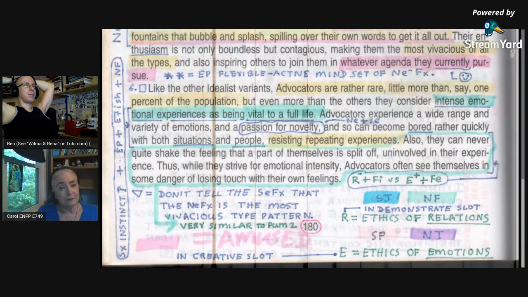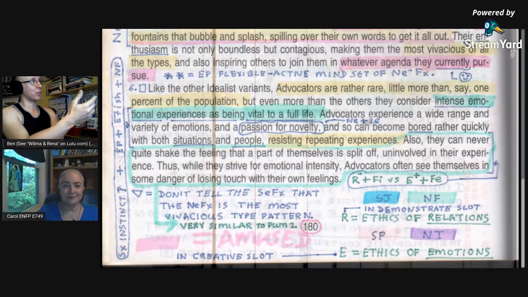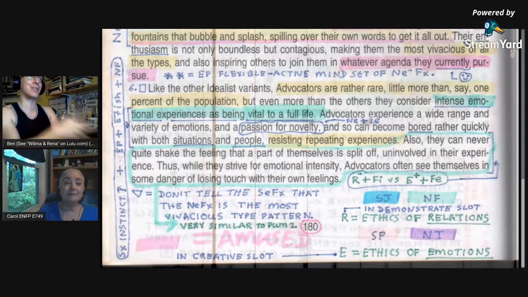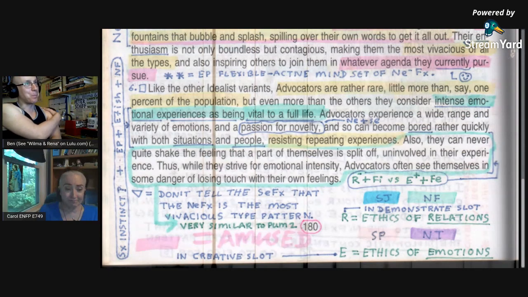And passion for novelty, and so can become bored rather quickly with both situations and people. Resisting repeating experiences, unless it's on the surface, like with you. Someone would say, that's the same experience. You're teaching that class. And you say, no, no, no, it's different every time. It's different participants. That's right. It is.